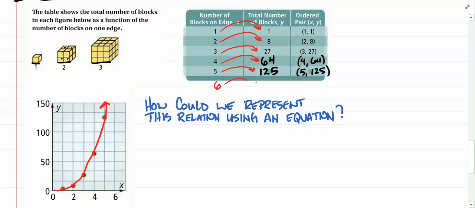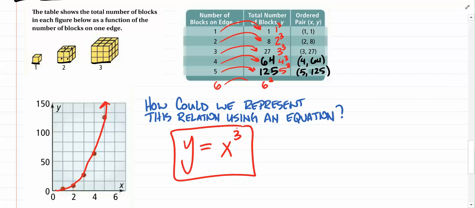Does anybody know? Well, I would have to take 6 and cube it, because that's what each of these numbers are. 125 is the same thing as 5 cubed. 64 is the same thing as 4 cubed. 27 is the same thing as 3 cubed, and so on. 8 is 2 cubed, and 1 is still 1 cubed. So therefore, we could represent this as y equals x cubed. That would be an equation that would represent this relation right here.